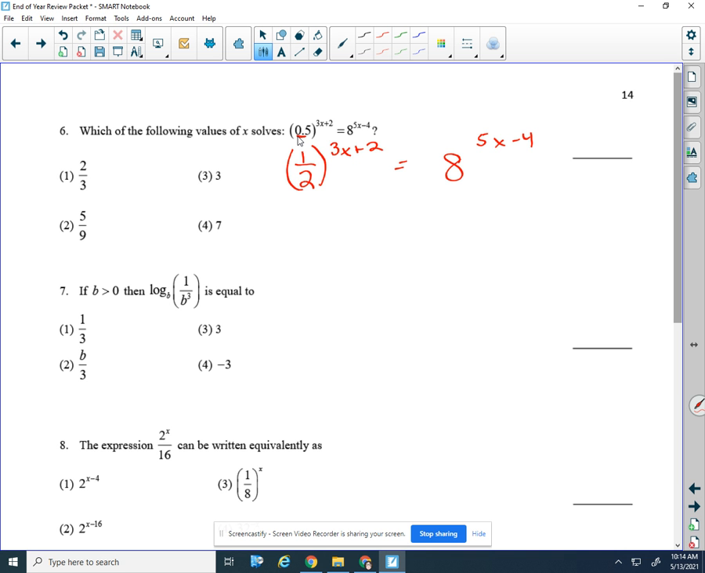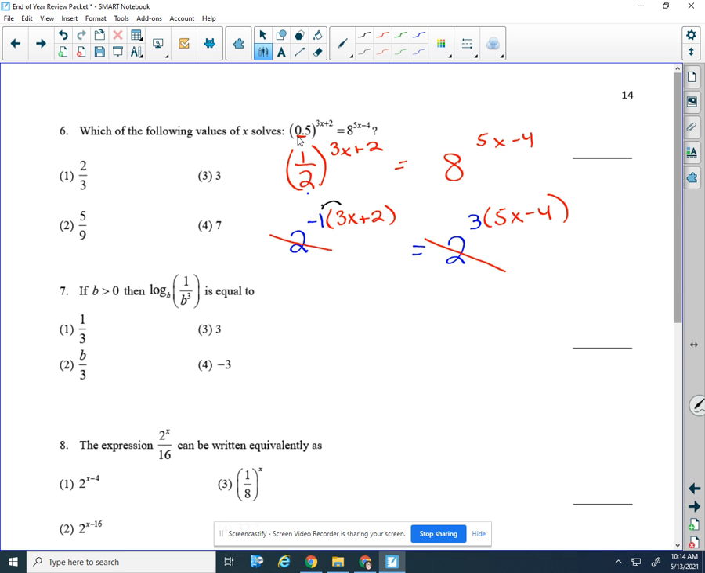So what I need to do is convert my two bases. I have a 1/2 and I have an 8. So 1/2 is going to become 2 to the -1. That would put it in the denominator. And then I have my exponent 3x plus 2. And my 8 is going to become 2 to the 3. And then I have 5x minus 4. What happens when you have common bases, just like common denominators, they can cancel out.